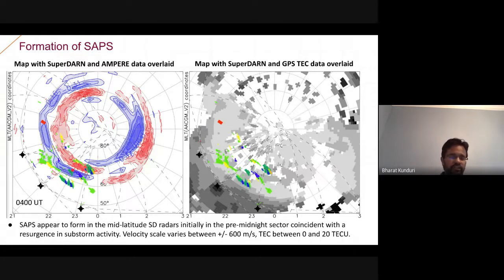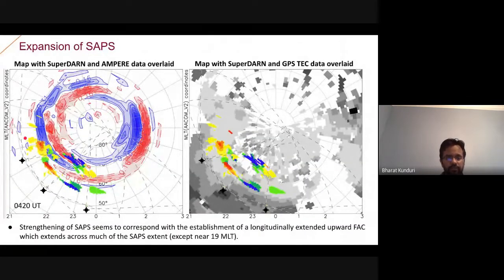But again, it could be possible that there are very small scale currents in there that are not being observed by AMPERE. But this is just the formation of the SAPS channel. You can just barely see weaker SAPS flows forming inside the SuperDARN radars. And I'm moving 20 minutes forward now. I'm looking at 0420 UT.